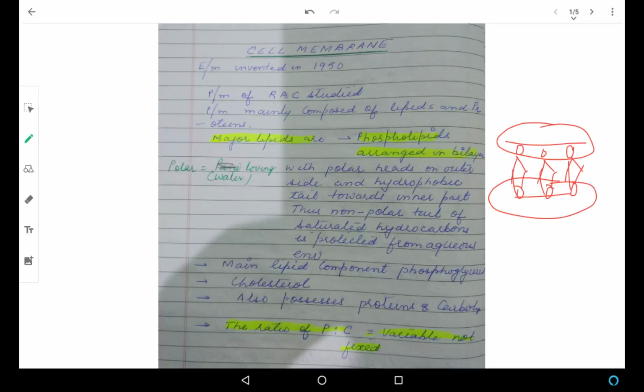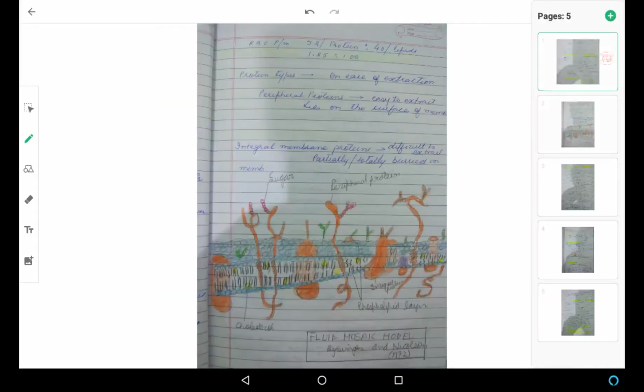The main phospholipid components are phosphoglycerides and cholesterols, and apart from these two, the membrane also contains proteins and carbohydrates. The ratio of protein to carbohydrates is variable and it is not fixed. We have around 52% of proteins and 40% of lipid in the plasma membrane.